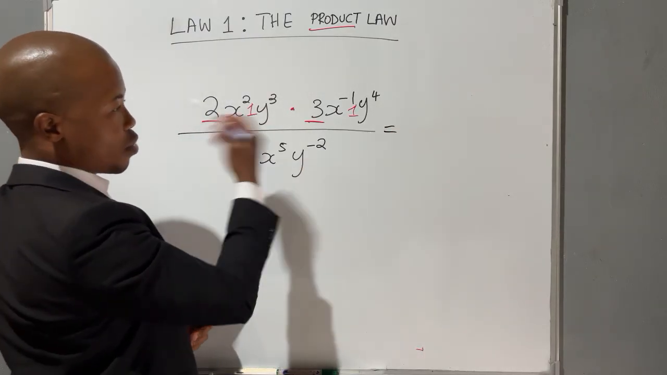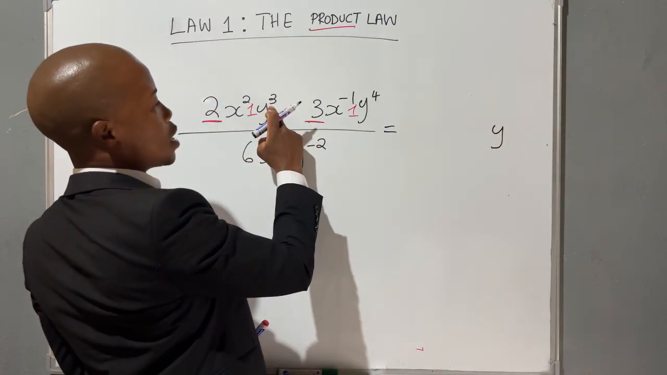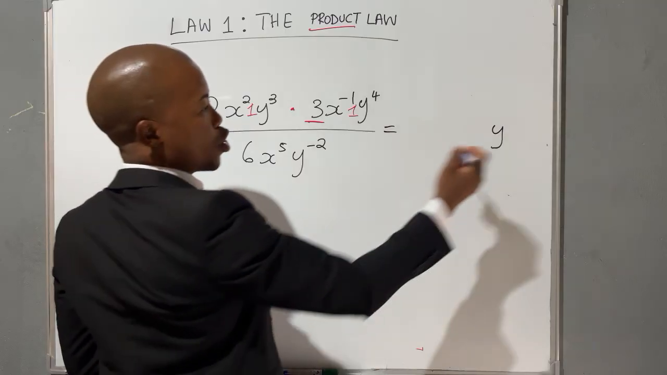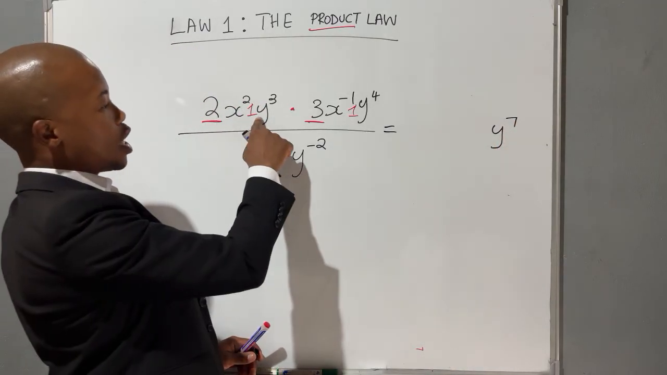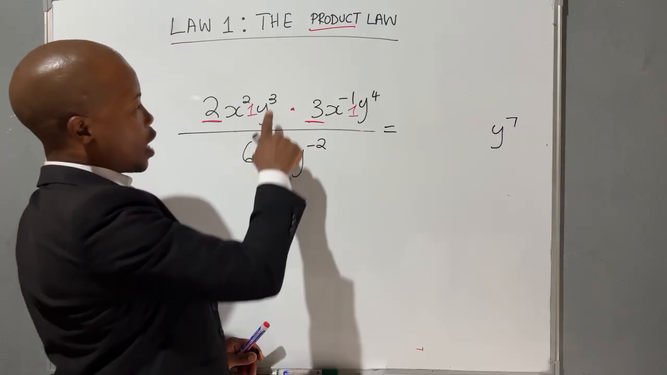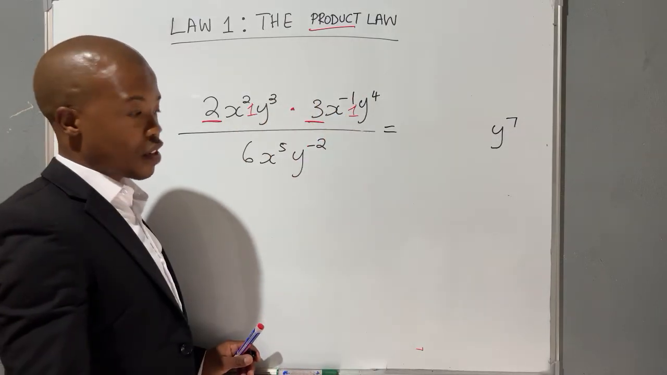Let's start with, for example, y, right? We are going to have y, and then it is 3 plus 4, which is going to be 7. Because we just kept the base and then added the exponents. 3 plus 4 gave us 7, right?